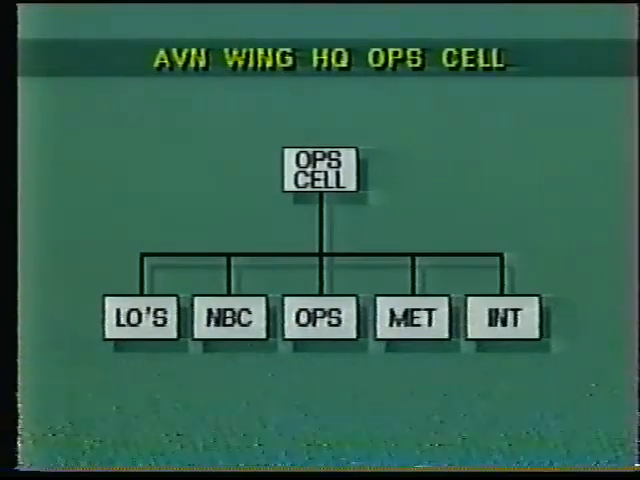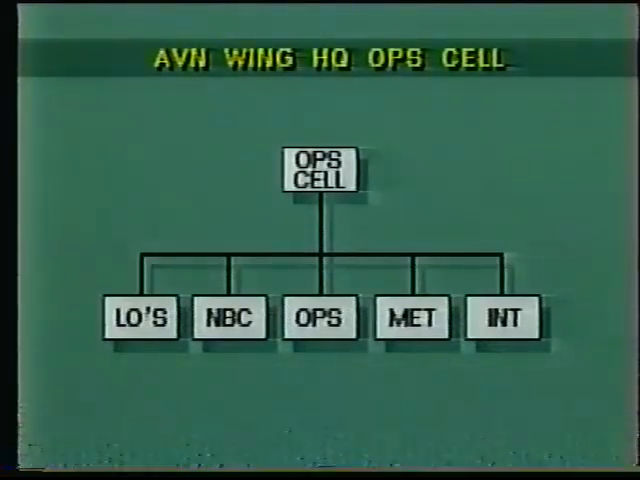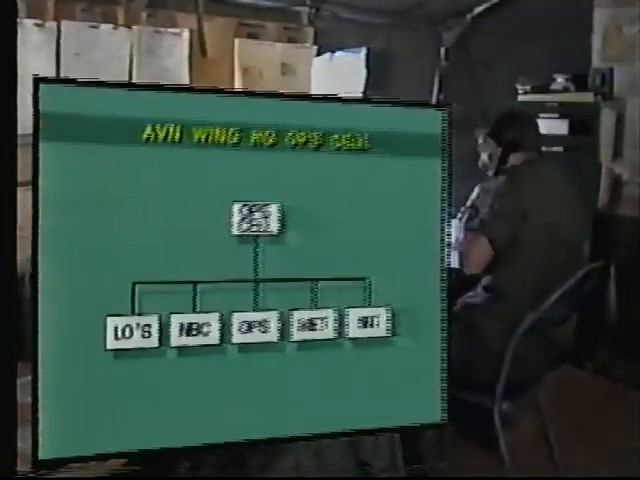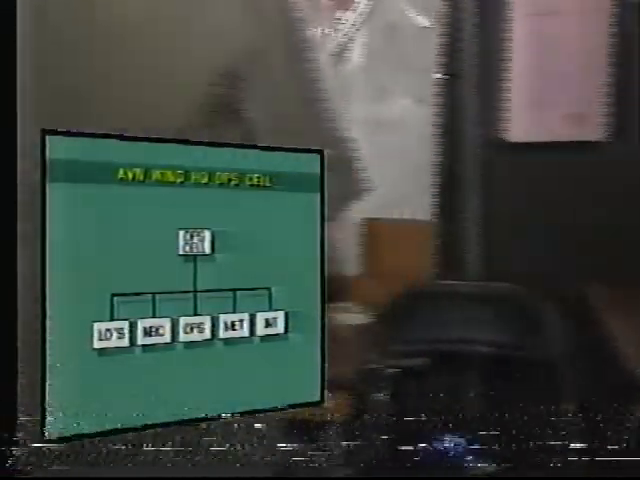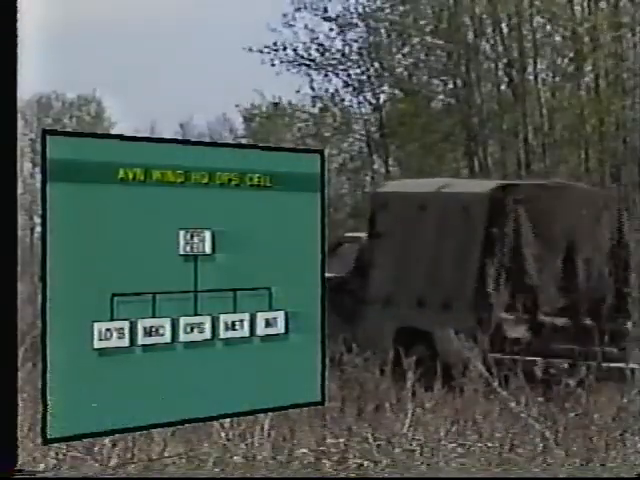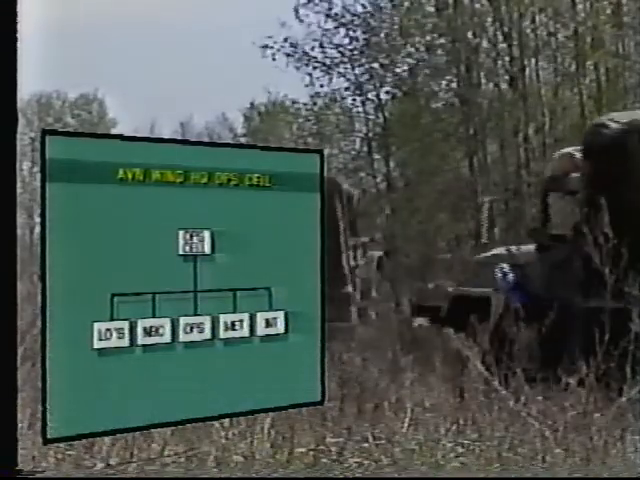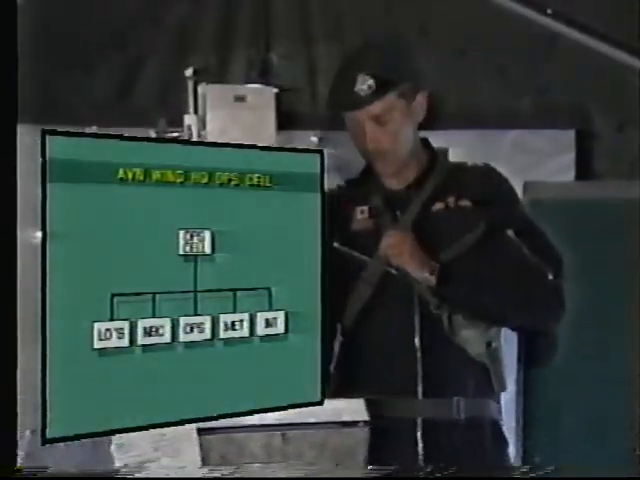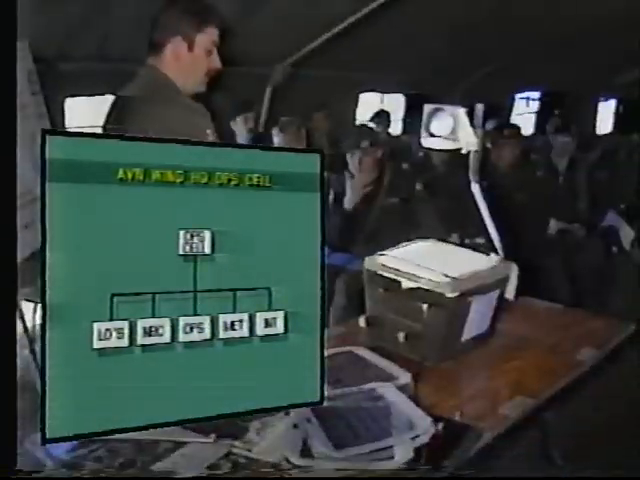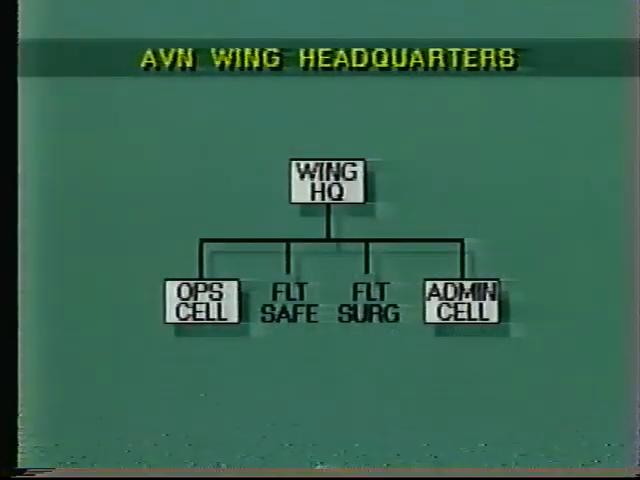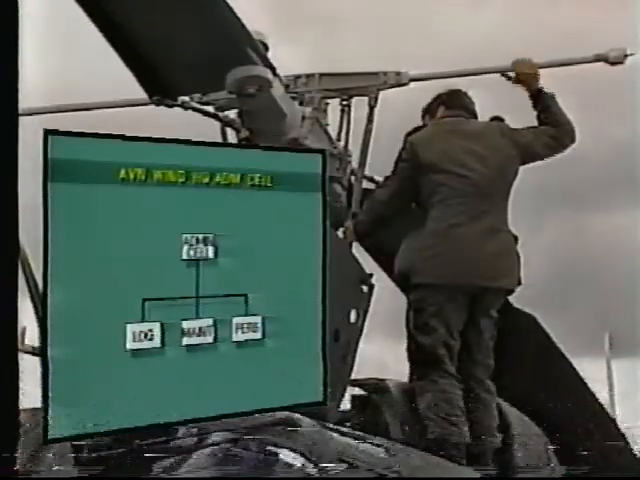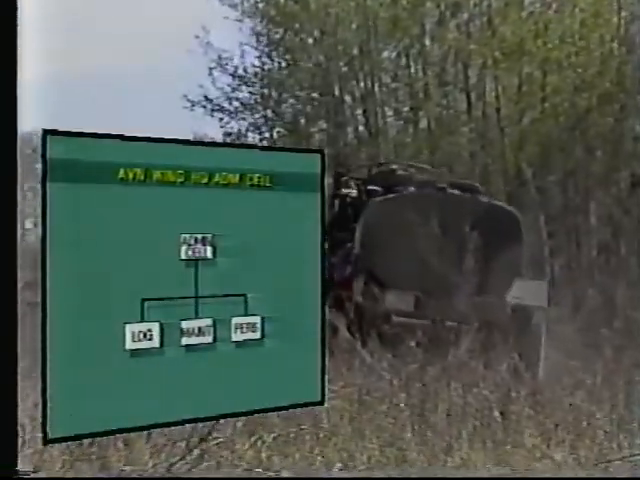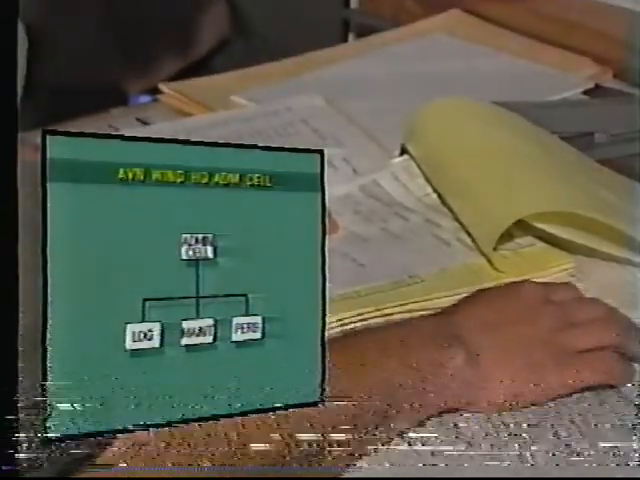The operations cell is responsible for all aspects of operations, including advice and implementation of policy, manning the ops center, issuing orders, deploying and controlling the headquarters and its operations, and providing operational, intelligence, and meteorological briefings. The administration cell is responsible for all aspects of support, including aircraft and vehicle maintenance, logistics support, and personnel administration.